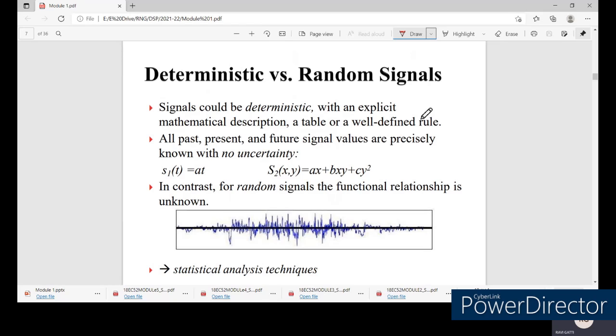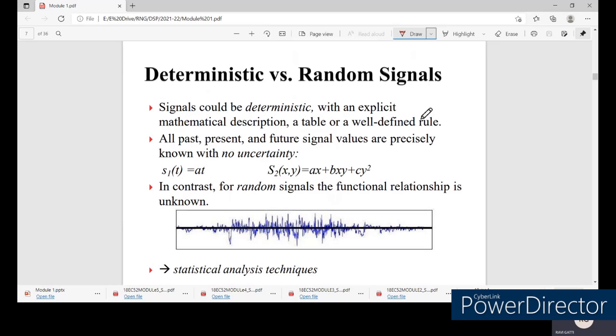But whereas you can see here a random signal, it is varying with respect to time. There are no characteristics we can frame, and it is not possible for us to identify an exact value at a particular instant of time. So such a signal we are going to call a random signal.